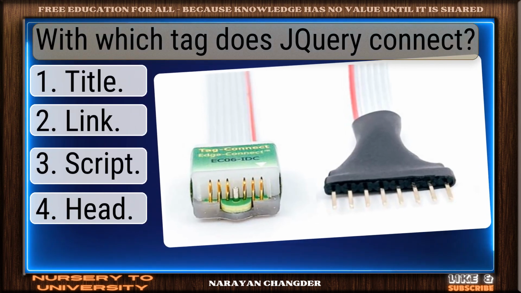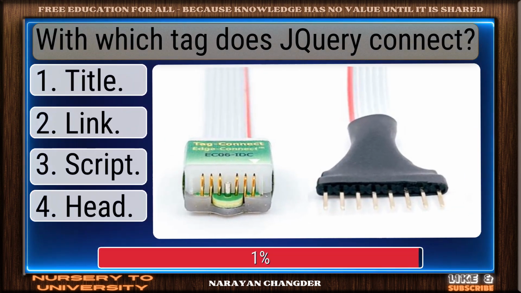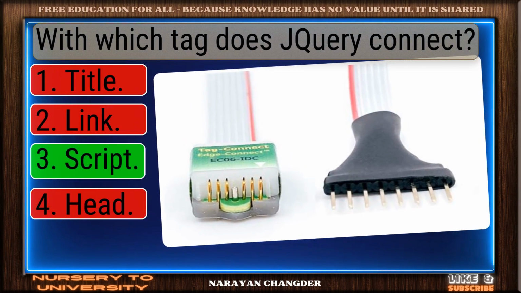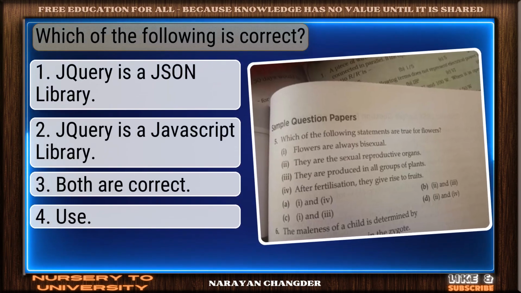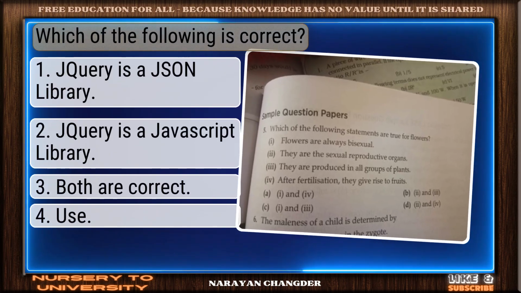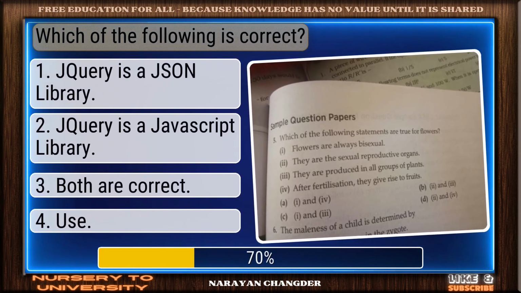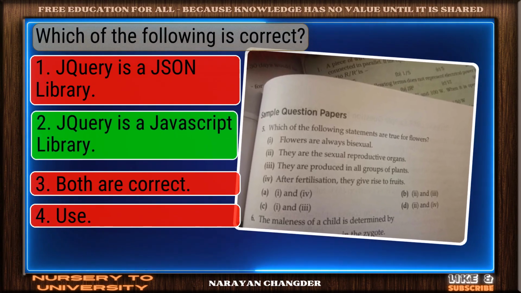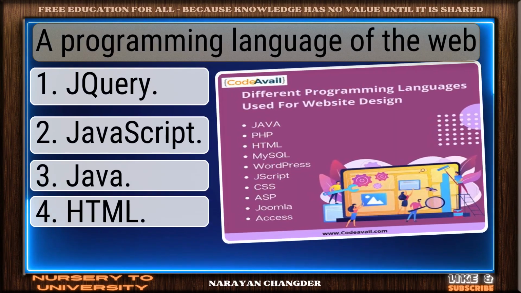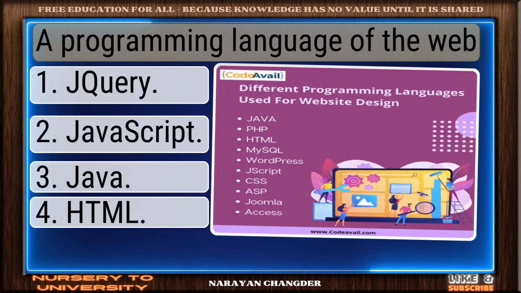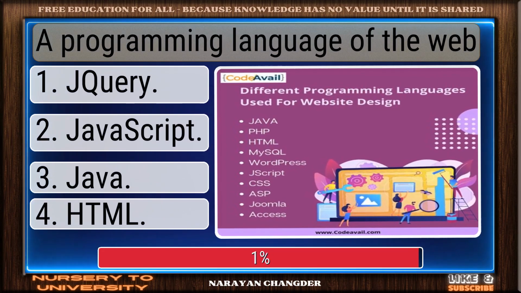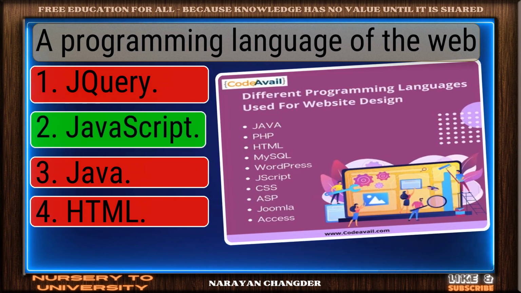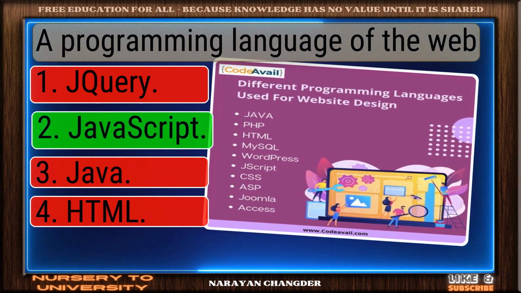Question number 62. With which tag does jQuery connect? Bravo. Script is the answer. Question number 63. Which of the following is correct? Solid response. jQuery is a JavaScript library is a valid choice. Question number 64. A programming language of the web. Sharp thinking. JavaScript is the right choice.